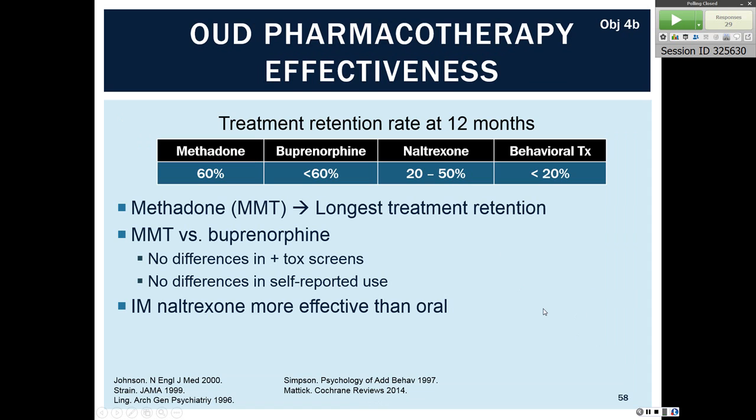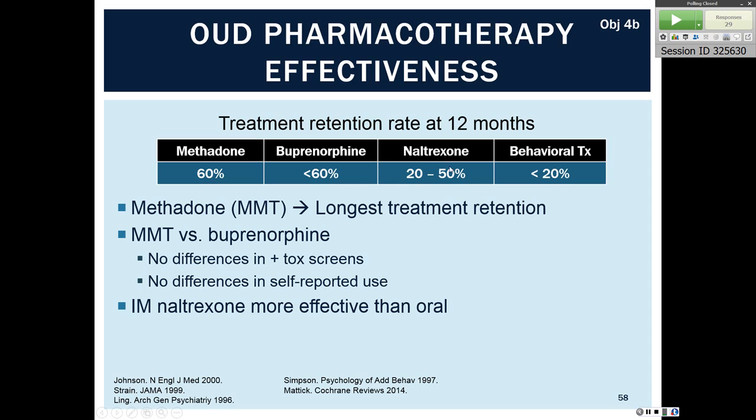For opioid use disorder pharmacotherapy, they tend to measure treatment effectiveness by how long people are able to stay in treatment. So with methadone, after I did a review of a whole bunch of papers, it looks like about 60% of people stay in treatment at the end of 12 months if they start methadone. It's a little bit less than that for buprenorphine, but with more data, we're starting to see that people are doing a little bit better.